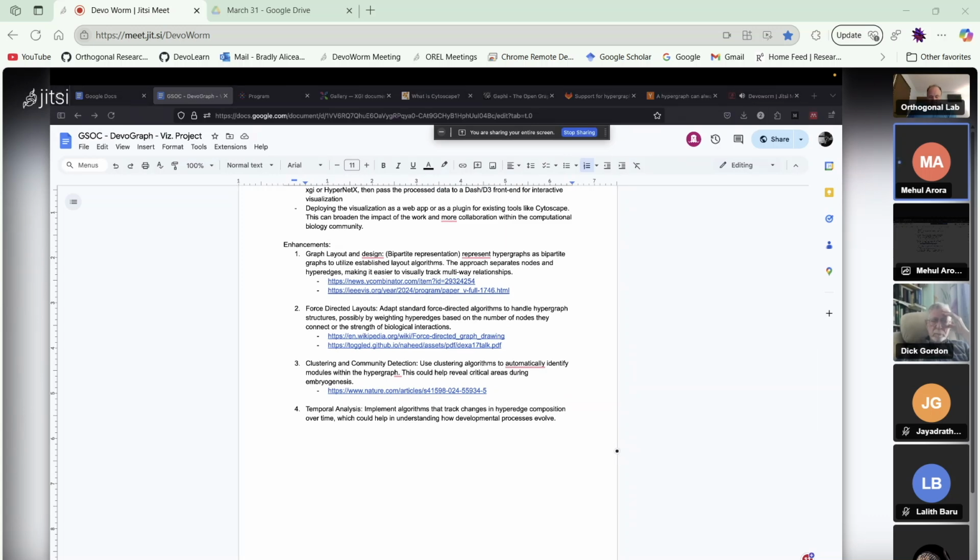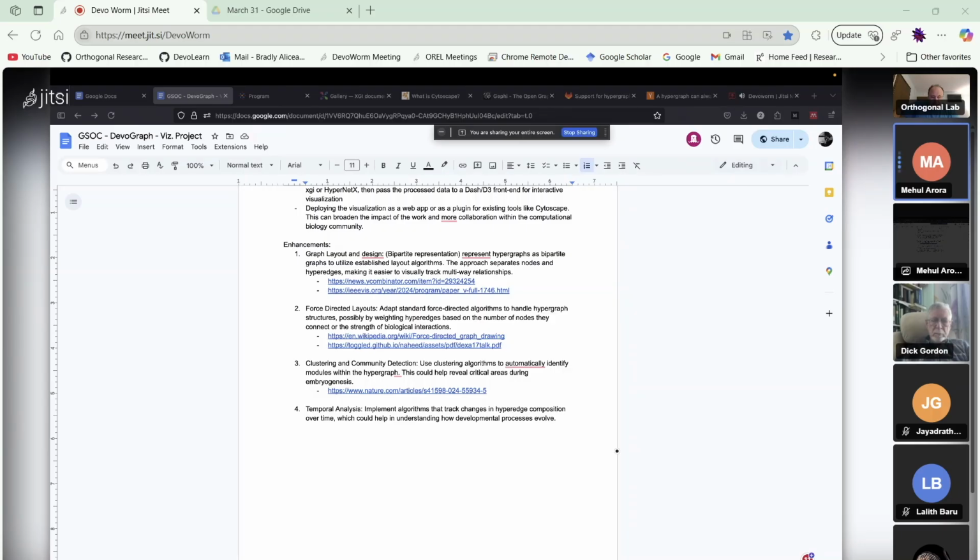Once we have established the bipartite representation, positioning nodes effectively becomes crucial. So there are algorithms like force-directed algorithms. The second one offers a solution for simulating physical forces. What I mean by this is that attractive forces draw connected nodes together, and repulsive forces push unconnected nodes apart. In the context of hypergraphs, if we see this definition of force-directed algorithms, we can adapt these algorithms by assigning weights to hyperedges based on the number of nodes they are connected to or the strength of their interactions with those nodes.